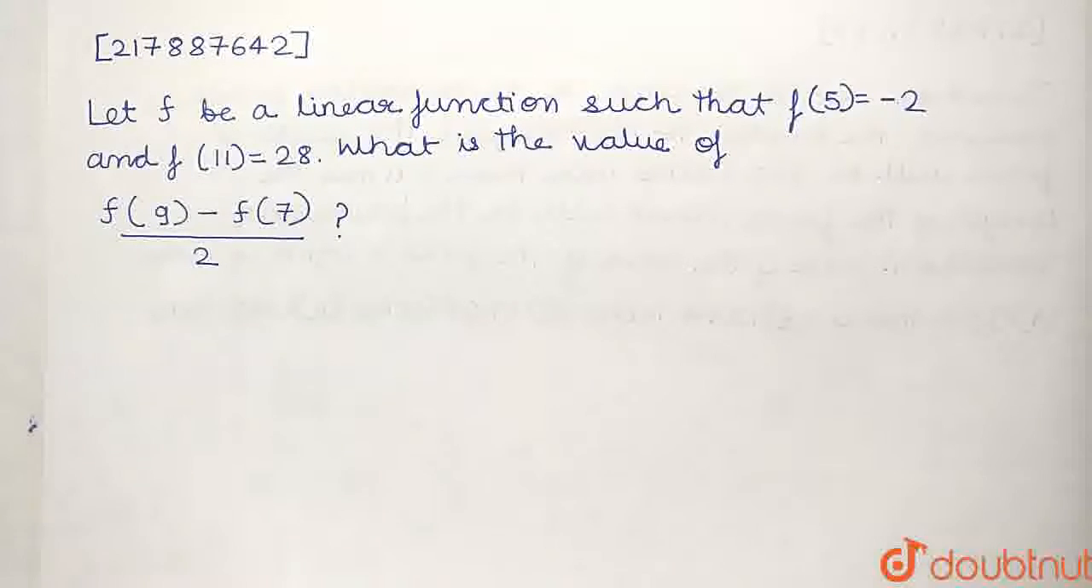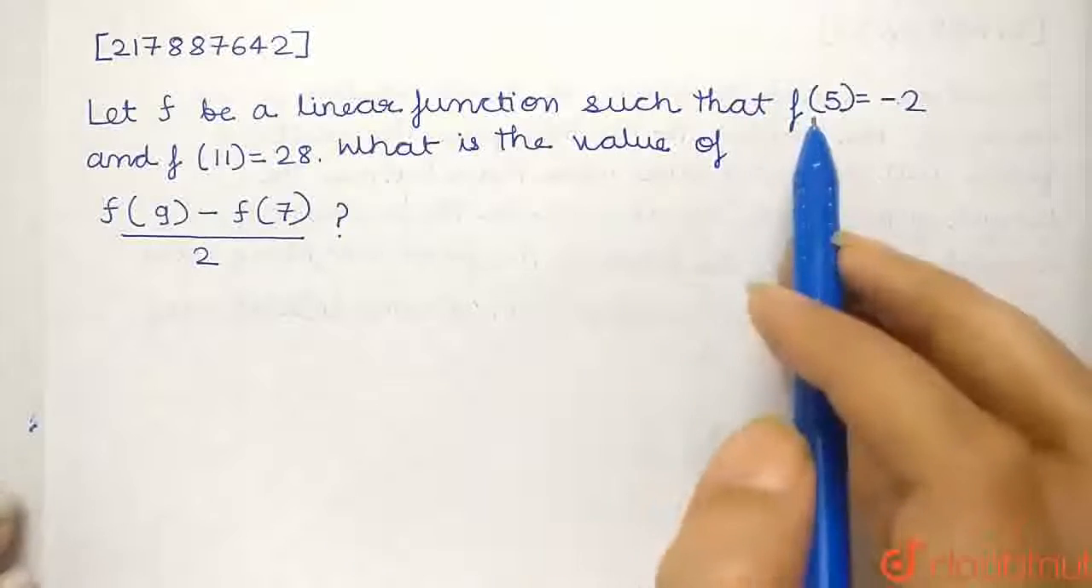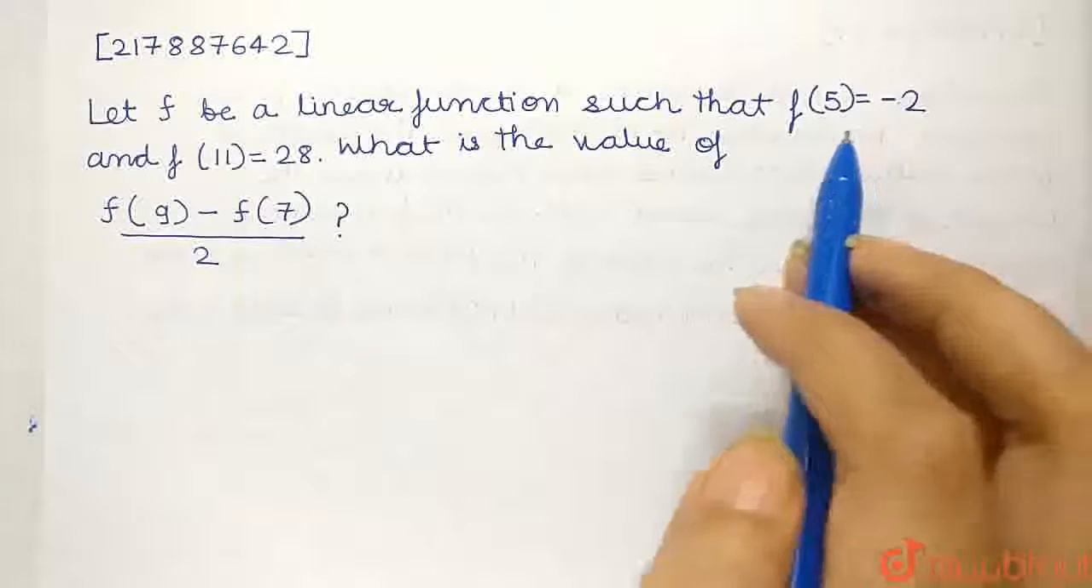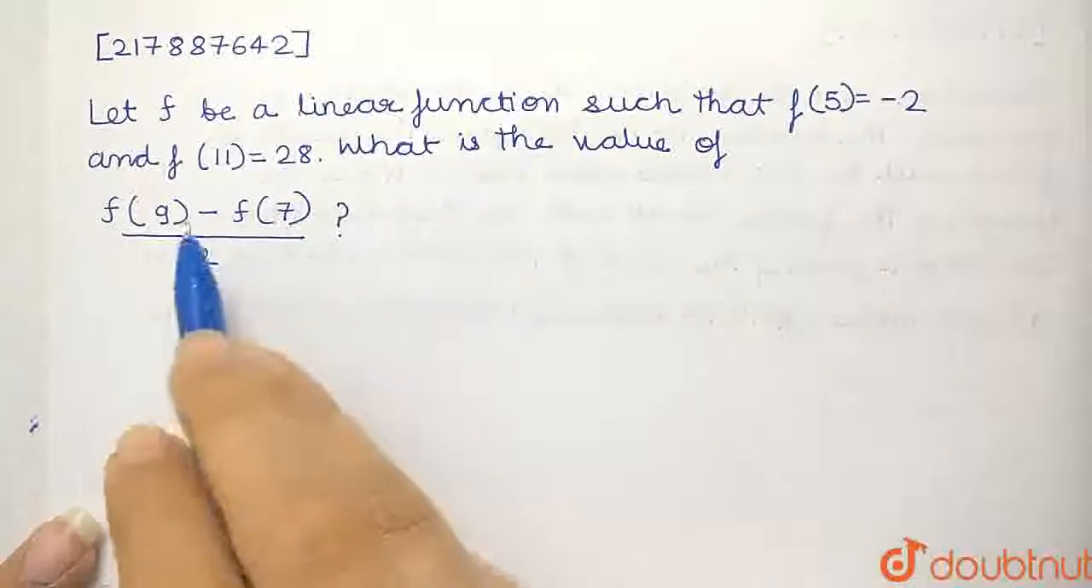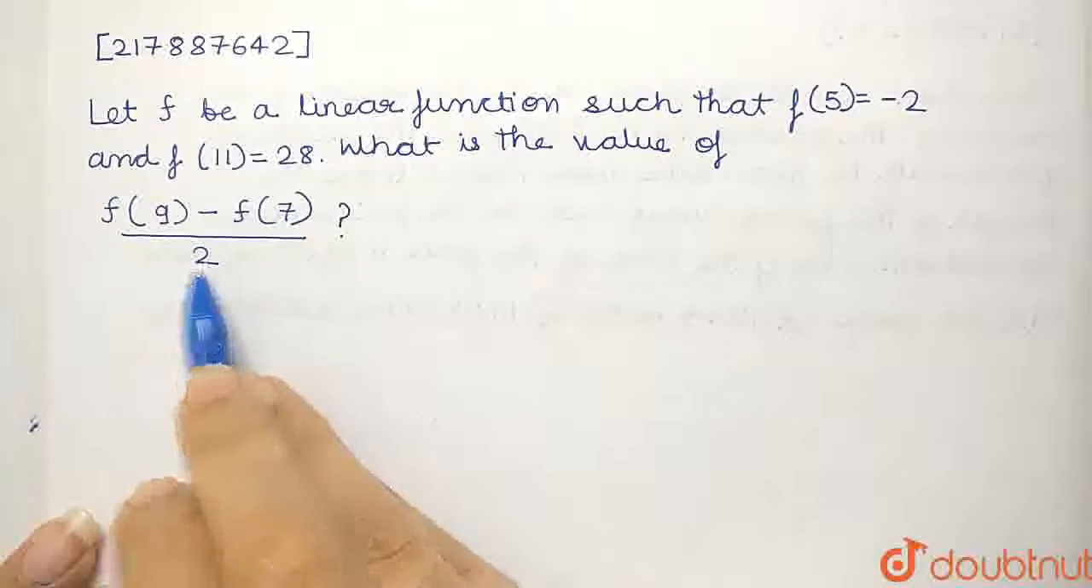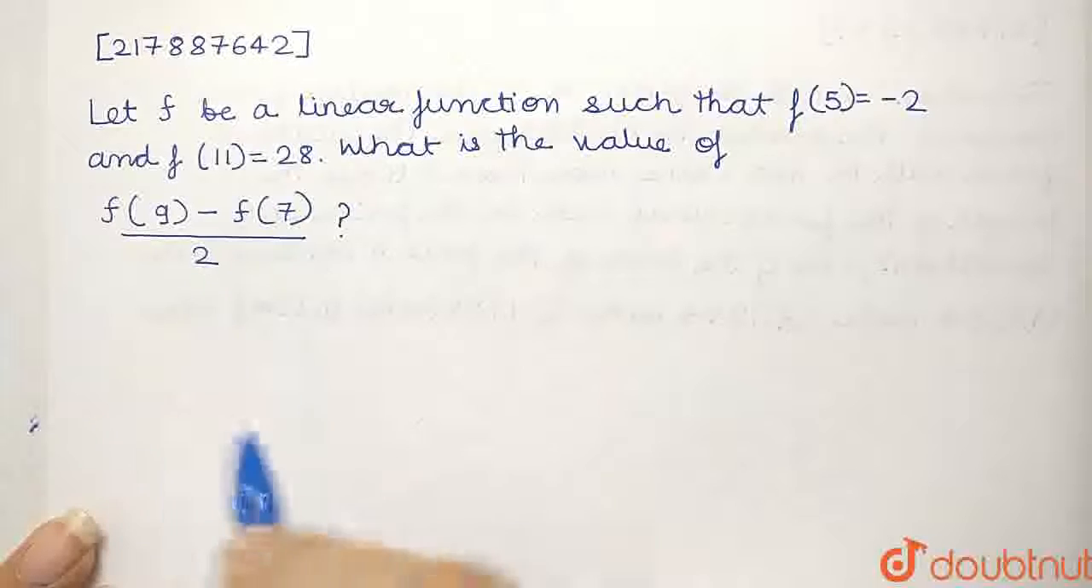Let f be a linear function such that f of 5 equals -2 and f of 11 equals 28. What is the value of f of 9 minus f of 7, divided by 2?